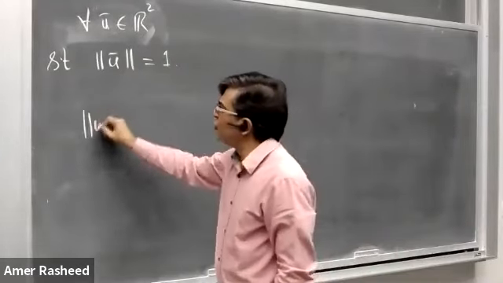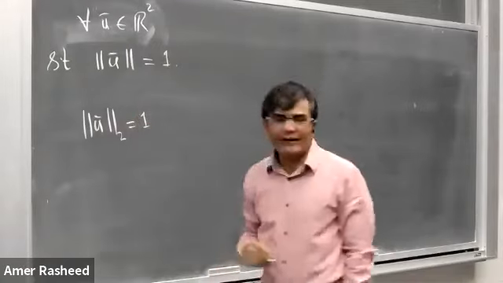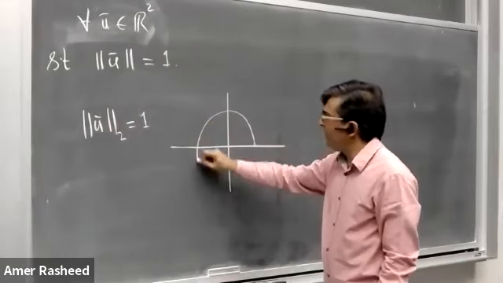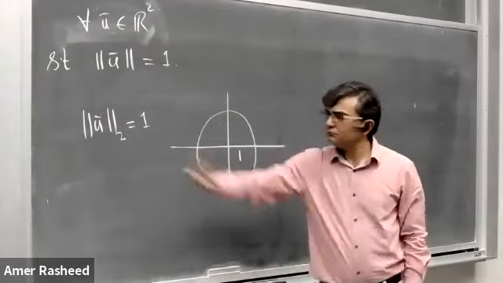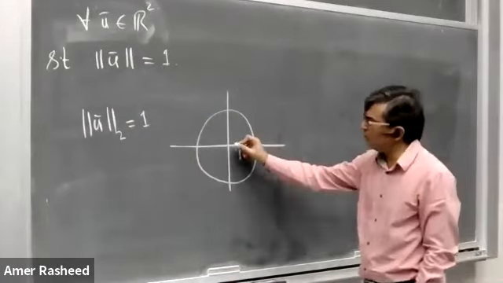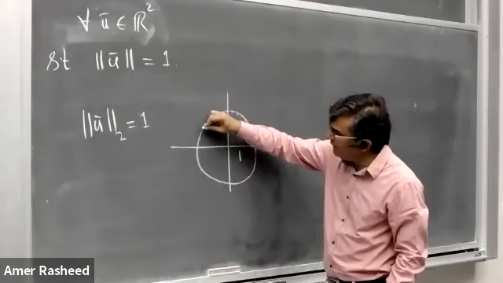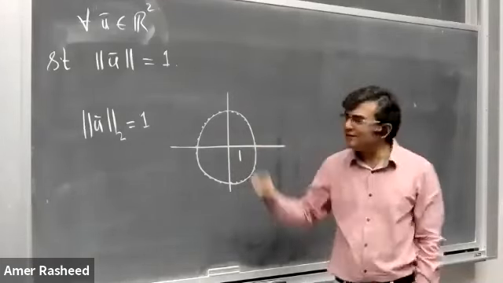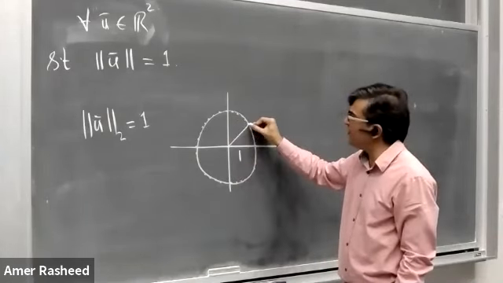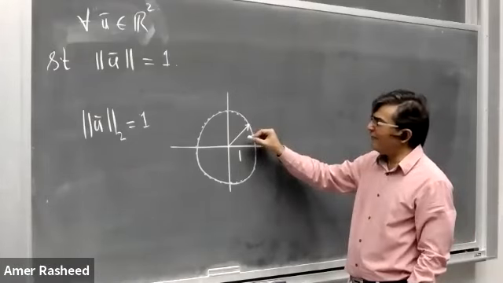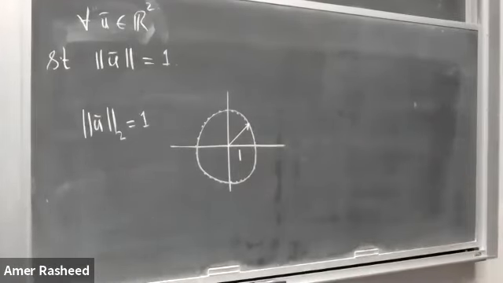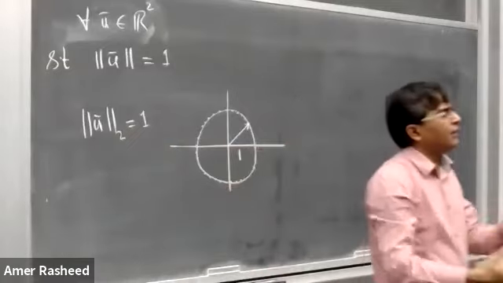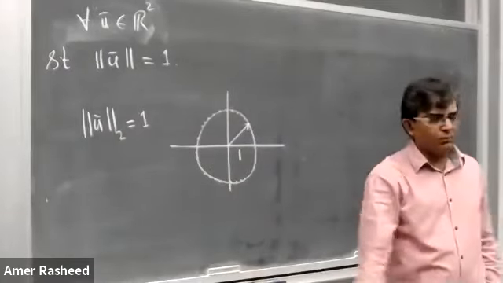If we plot the U2 norm with all the vectors having length 1 in R2, it will give us a circle with radius 1. This is the U2 norm. It means all the vectors that have length 1 can be plotted on this circle. This is a complete circle. Any vector from the origin to a point on it will have norm 1, because it's a unit circle having radius 1. This is your Euclidean norm, the usual norm in R2.